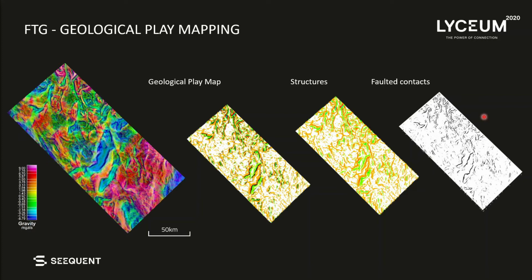We can also establish a structural map which highlights positive curvature or antiform in orange here and synform in green. Finally, these can be combined to deliver a quick play map and bridge the gap between the potential field expert and the geologist.